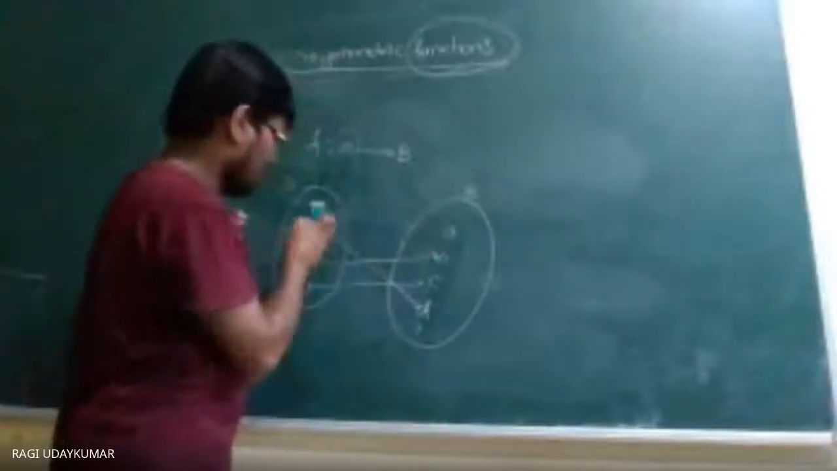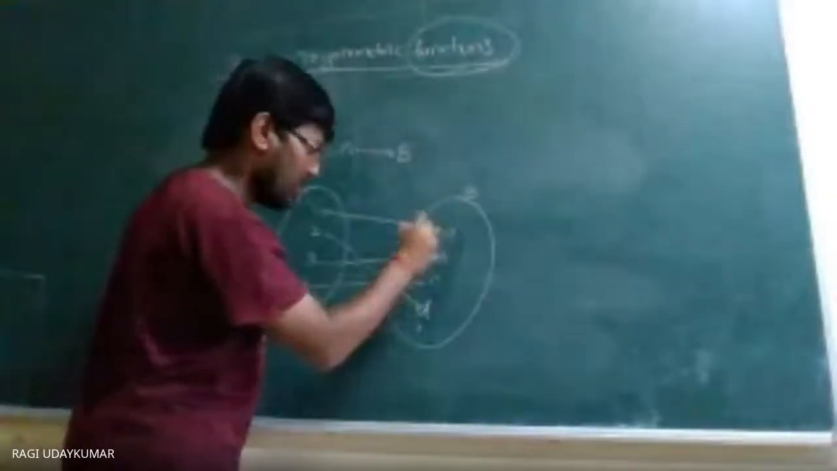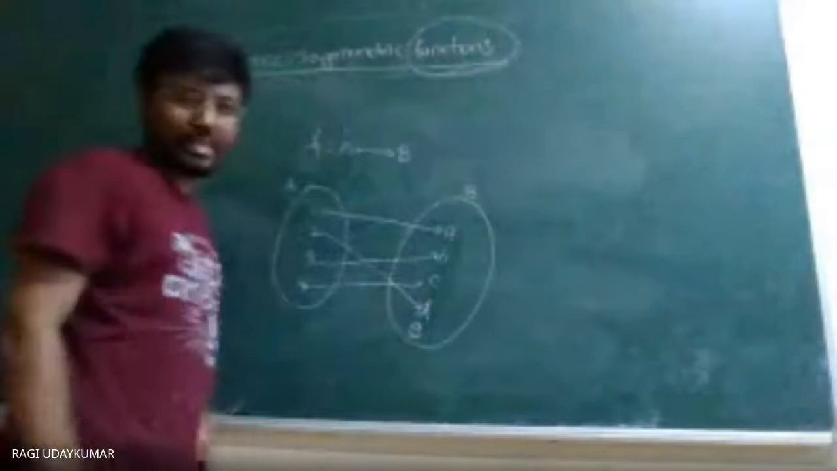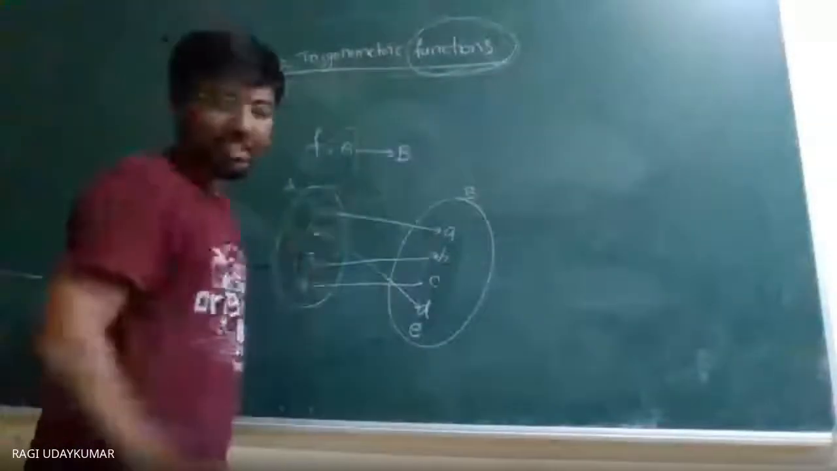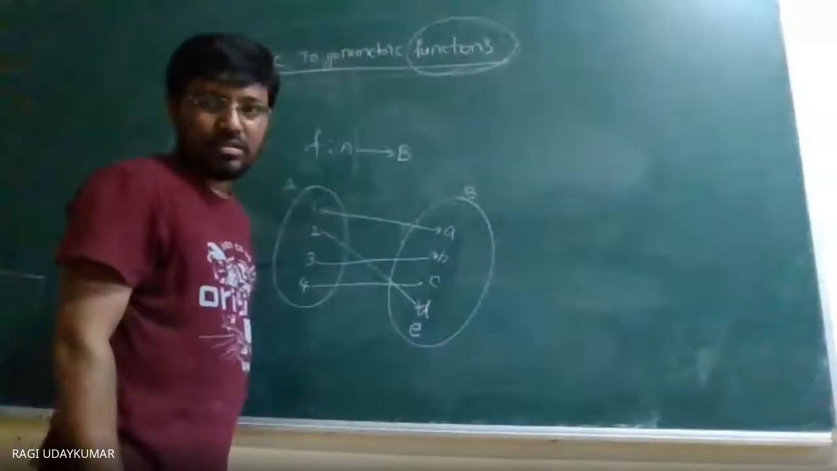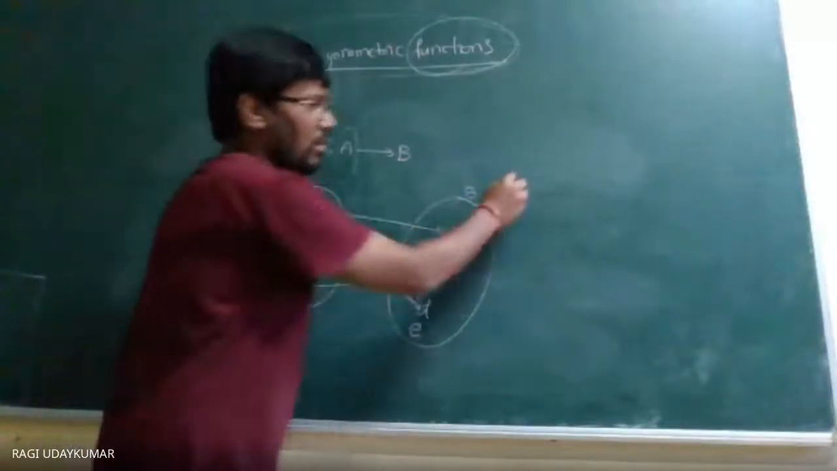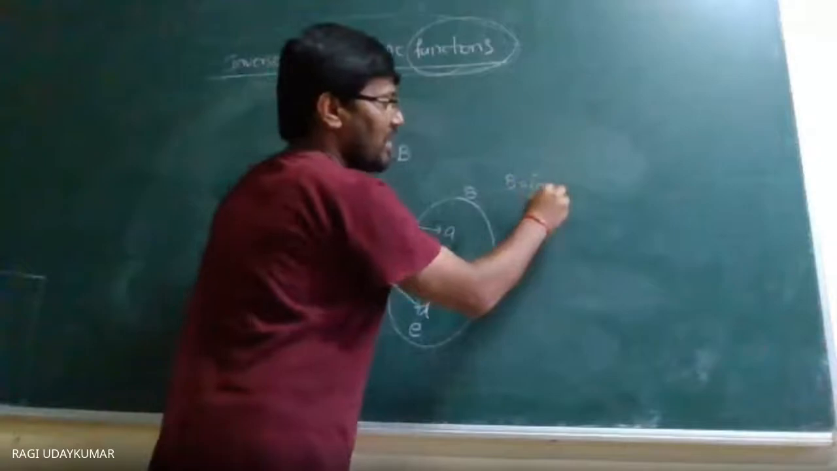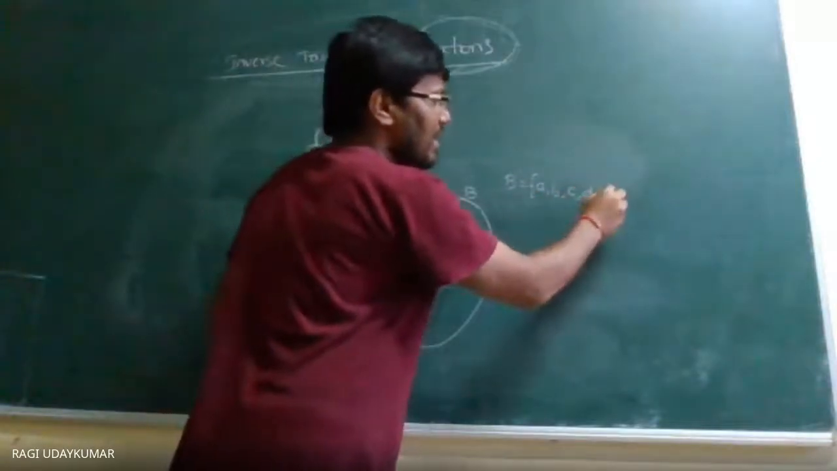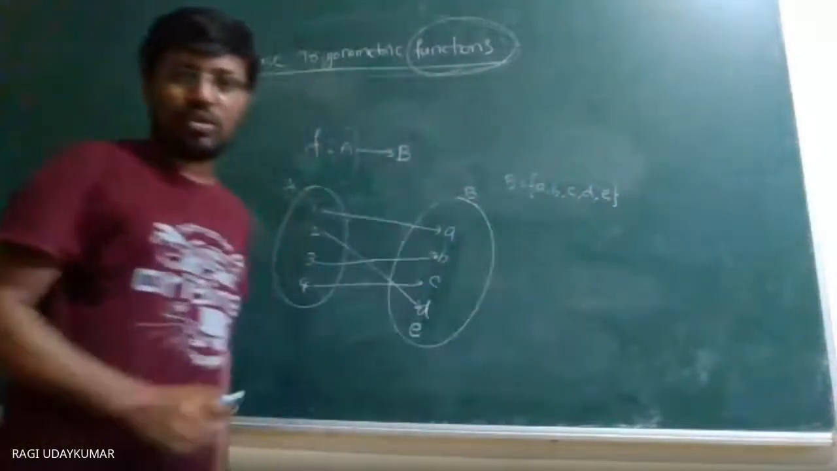What is the codomain for this function? The set containing the elements A, B, C, D, E is called the codomain.